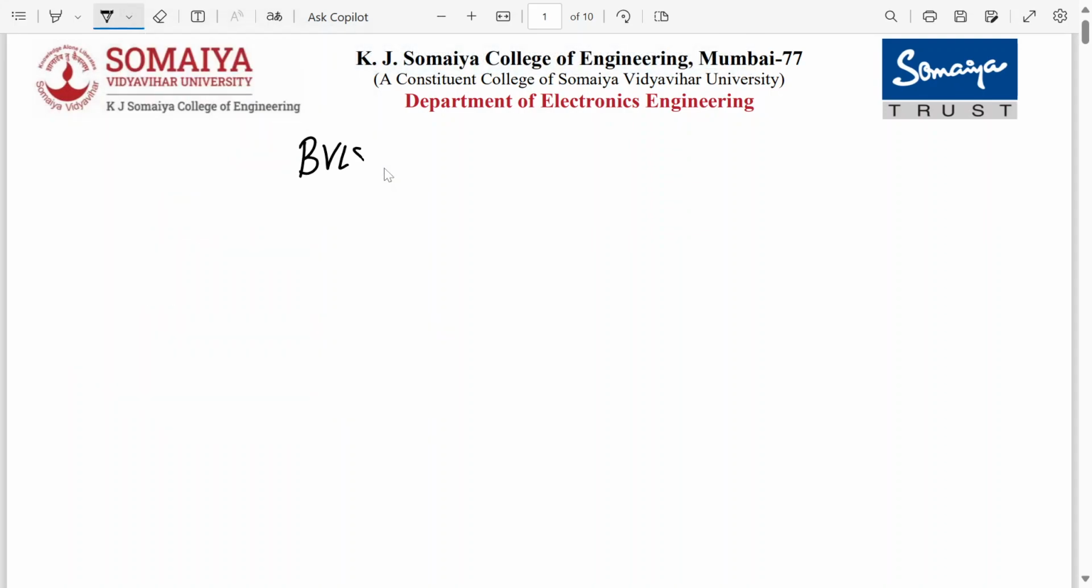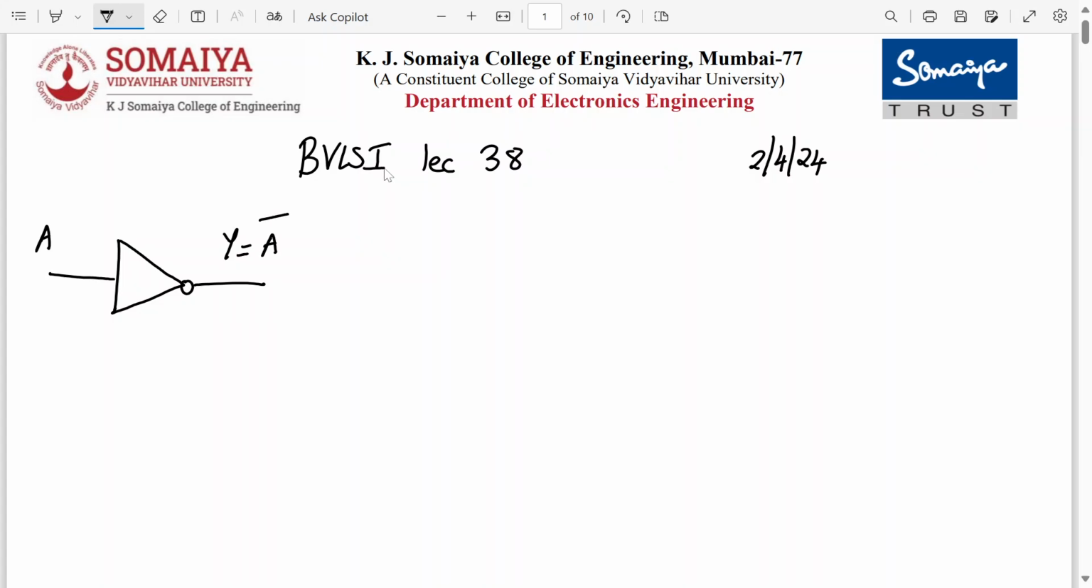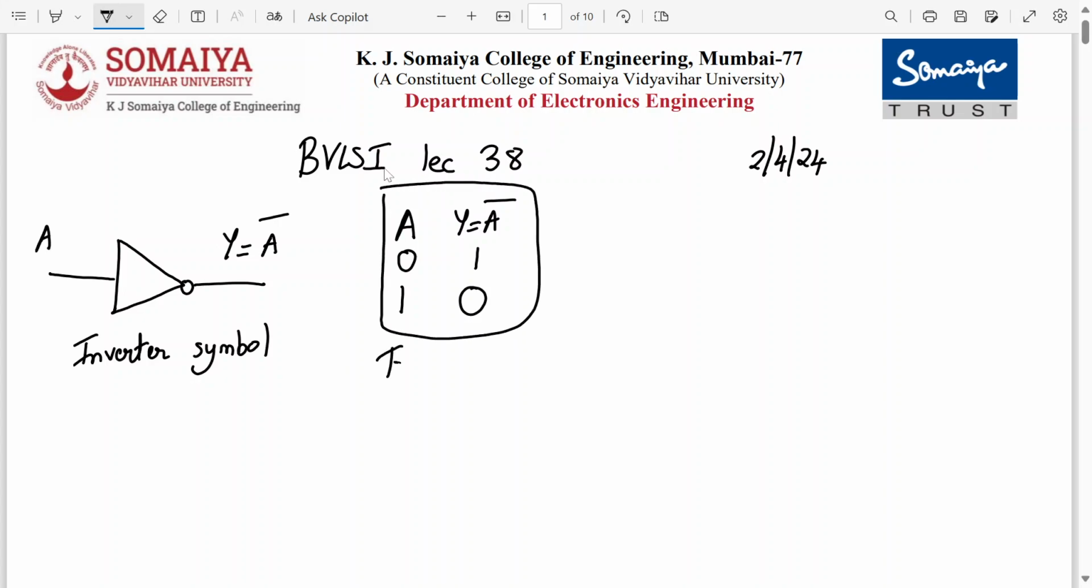So, let's start writing. Again, this is the live PDF, lecture number 38. This is my inverter symbol. I am just drawing the inverter symbol over here. This is A, Y equal to A bar. What's the truth table for this? If A is my input, Y equal to A bar is my output. If A is 0, Y should be 1, and if A is 1, Y should be 0. This is my truth table. Very simple so far.